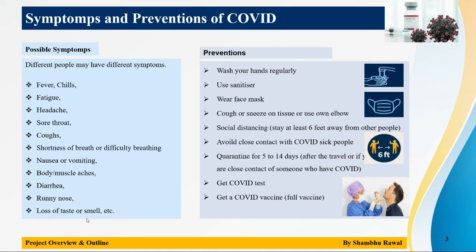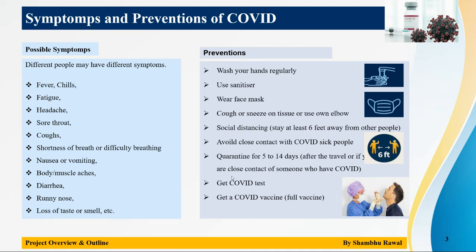We should try our best to prevent COVID. Wash our hands regularly. Use sanitizer. Wear a face mask when needed. If we need to cough, we can use a tissue or our own elbow. Practicing social distancing is one of the good approaches to prevent COVID. The CDC also provided guidelines about this. Stay at least 6 feet away from other people. Avoid close contact with people sick with COVID.